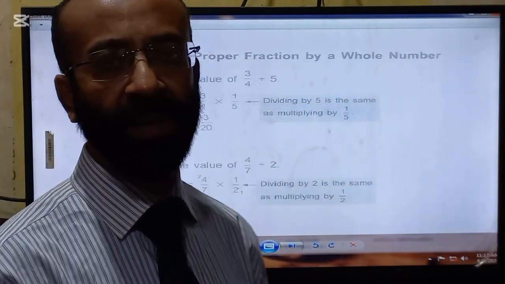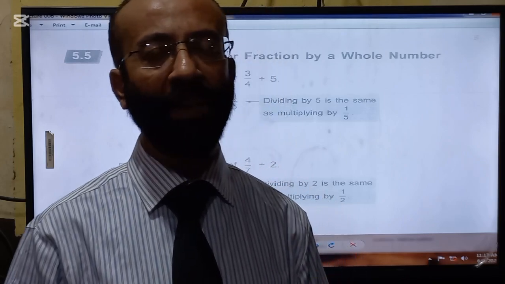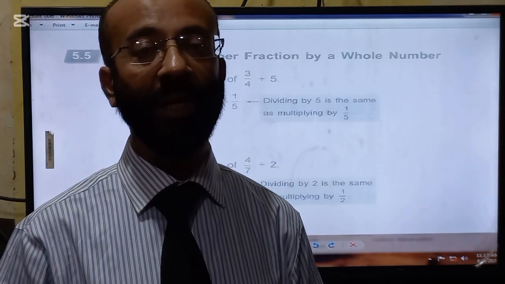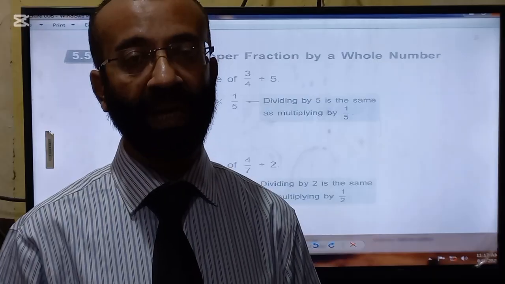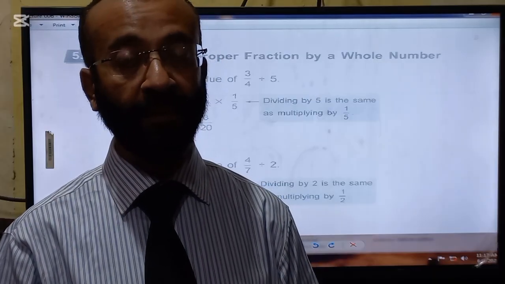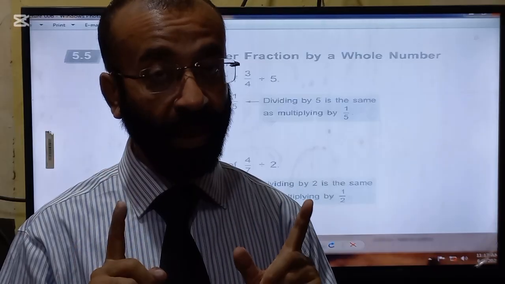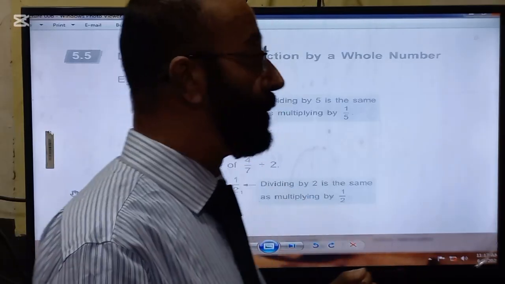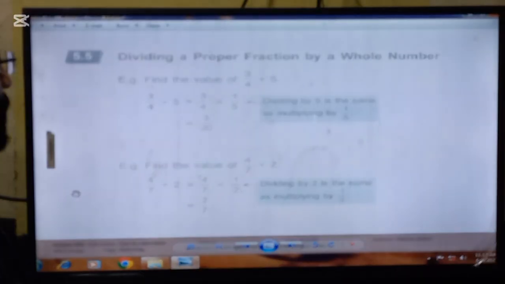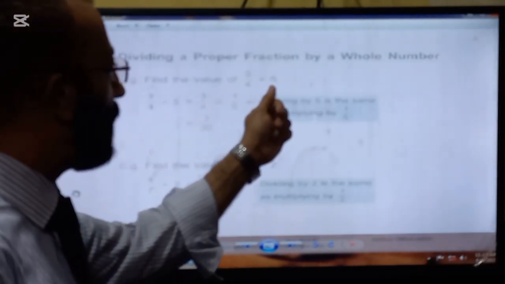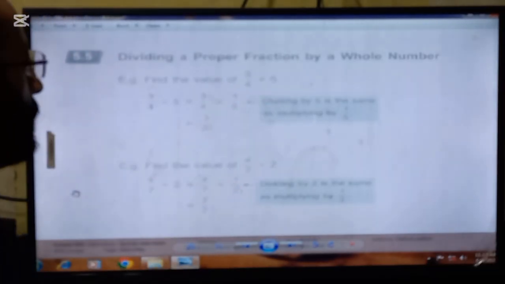Read carefully because these are topics of Mathematics Paper 1. In the Maths 1 paper, a calculator is not allowed, so you must have enough techniques to handle the question manually and mentally. Calculator will not be allowed. So read carefully. The question is, find the value of 3 by 4 divided by 5.